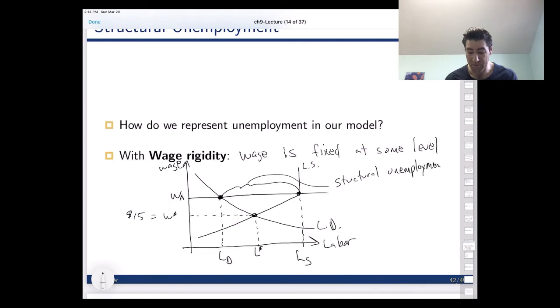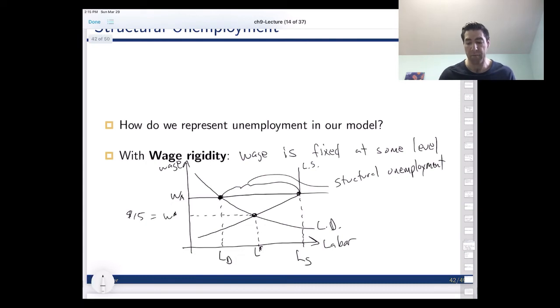So remember our definition of structural unemployment. It's unemployment that occurs when the quantity of labor supplied is persistently above the quantity of labor demanded, and that's exactly what we've created here. So the quantity of labor supplied, LS, is higher than the quantity of labor demanded. Why? Because the wage is stuck above the equilibrium wage, and the wage rigidity part here, we're going to assume that it can't go down.